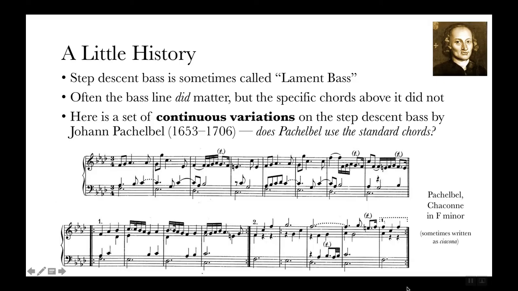Here we're going to listen to a set of continuous variations on step descent bass by Johann Pachelbel. As you're listening, try to figure out whether Pachelbel is using those standard chords that I have on the previous page. In this first measure, is this a 1 chord in F minor? In the second measure, is this a minor 5-6? Is this a C, E flat, G chord with an E flat in the bass? In this third measure, is this a minor 4-6?